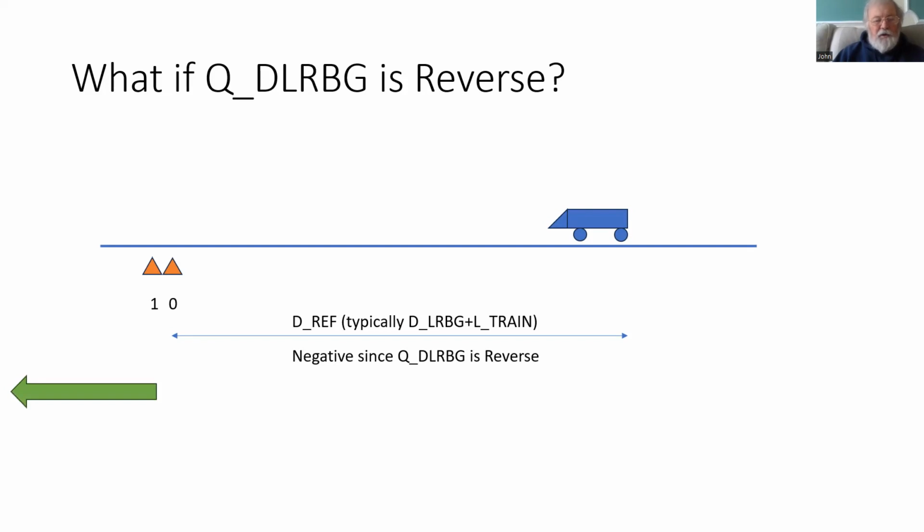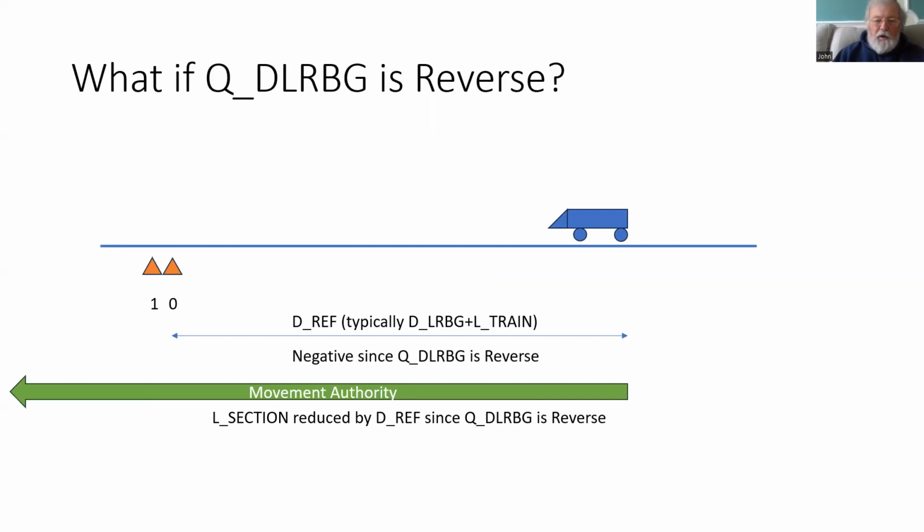So when the movement authority is created, the L_SECTION is reduced by D_REF since Q_DIR_LRBG is reverse. And of course, two negatives make a positive. So effectively, the movement authority gets extended to the back of the train again.